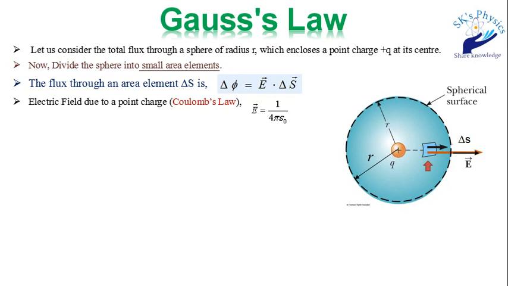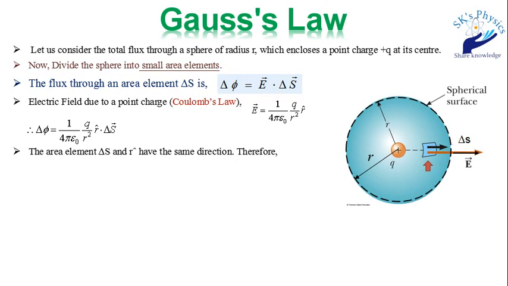Electric field due to a point charge from Coulomb's law: E is equal to 1 upon 4 pi epsilon 0 q by r square into r cap. Therefore, delta phi is equal to 1 upon 4 pi epsilon 0 q by r square into r cap dot delta S. Here the area element delta S and r cap have the same direction, you can see in the figure. Therefore, delta phi is equal to 1 upon 4 pi epsilon 0 q by r square into delta S.